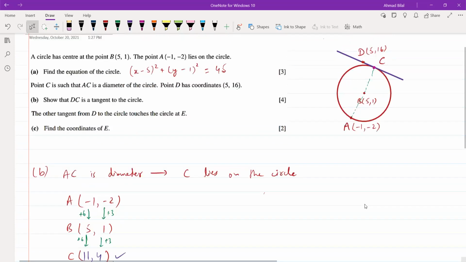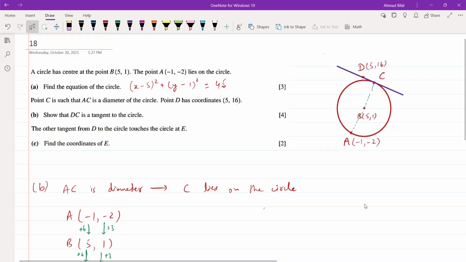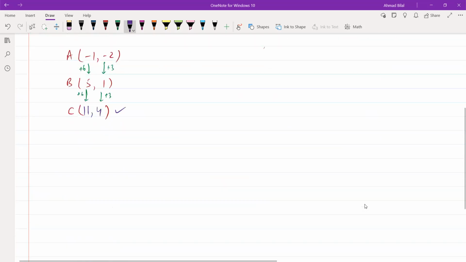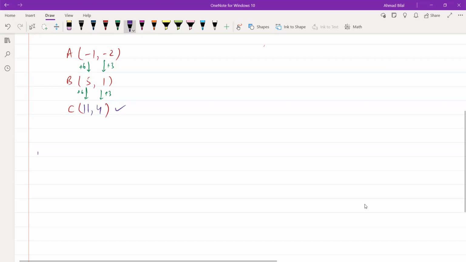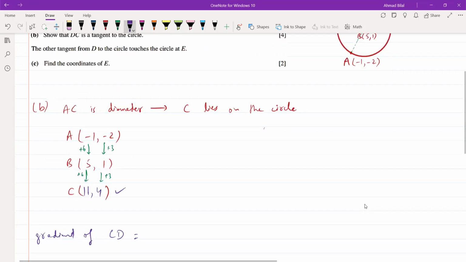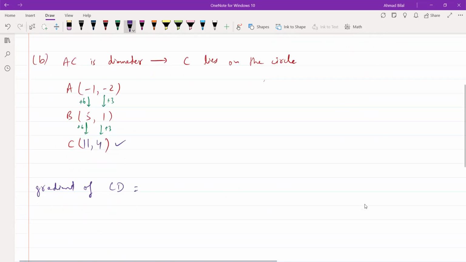Now what we can do is we can find the gradient of BC and the gradient of CD, and we can show that they are negative reciprocals of each other. So we have the coordinates now, A, B, and C. Let's find the gradient of CD. What is that? D was 5 and 16. Let's write that down inside. D is 5 and 16. So the gradient of CD is going to be 16 minus 4 divided by 5 minus 11. That's 12 over -6, which turns out to be -2. Okay. So we have the gradient of CD.